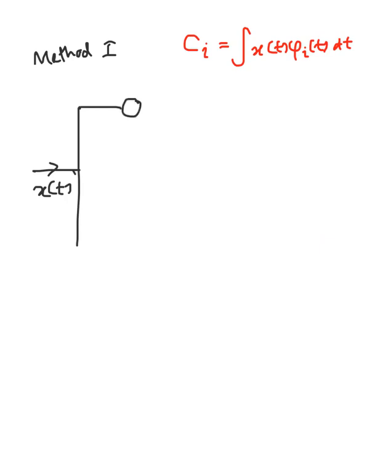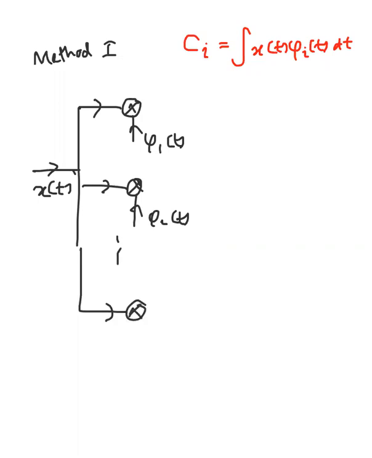So in that equation we have Ci equal to integral x(t) phi_i(t) dt, right? So what we can do is, if this is x(t), our incoming signal, we can multiply this signal with each of these basis functions, all the n functions.